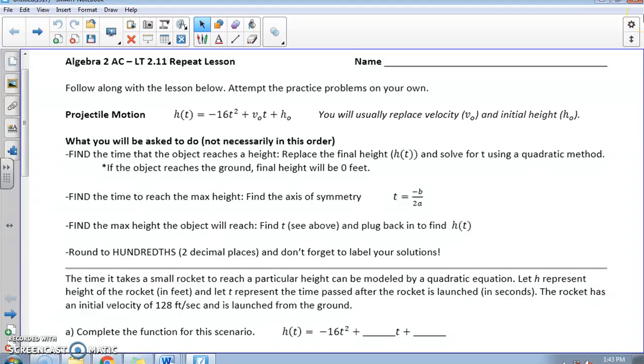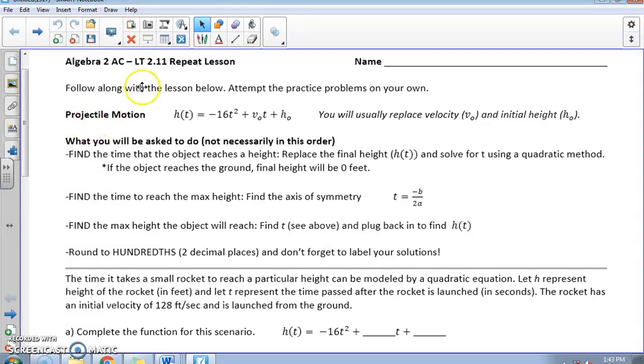So 2.11 was one of our trickier sections on the Unit 2 test, so this is a reteachable moment for you. If at any point during the video you want to stop and ask me a question, obviously feel free to do so if you're here in the classroom. But just some reminders before we get into the actual examples.